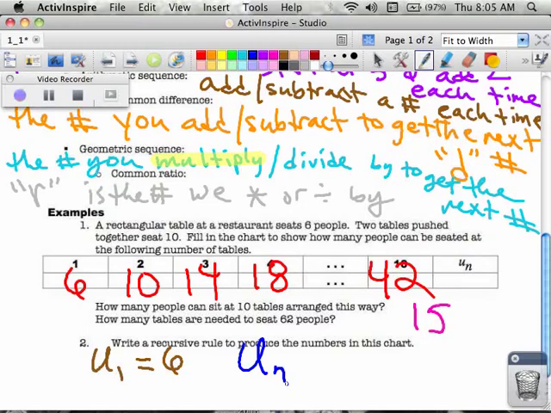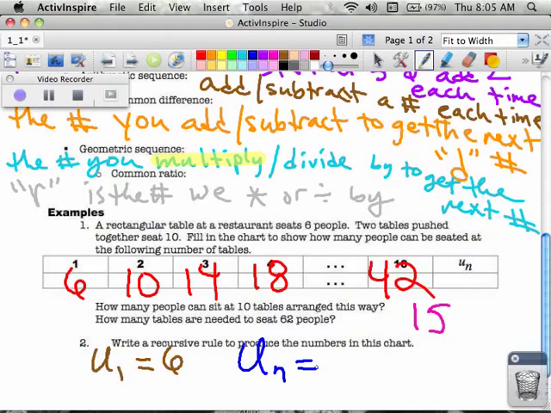U sub n means I want the general term. Like what if I was talking about the 100th table or the 21st table? I don't know yet. So since I don't know, I put an n. And when I do know, then I'll plug that in. So if I'm going to do that, I want the previous table.